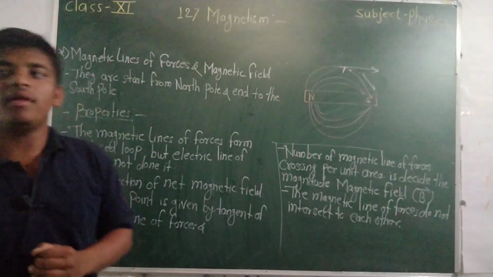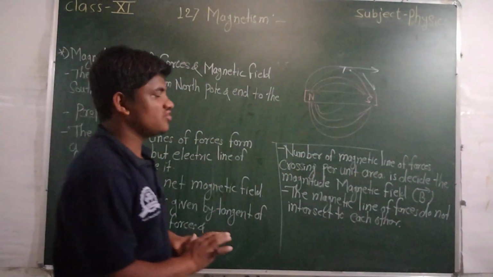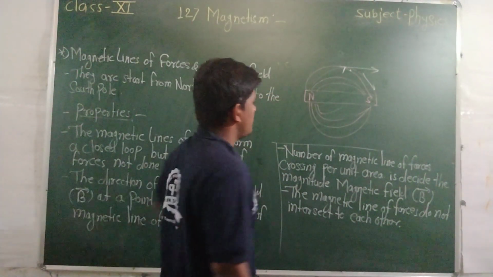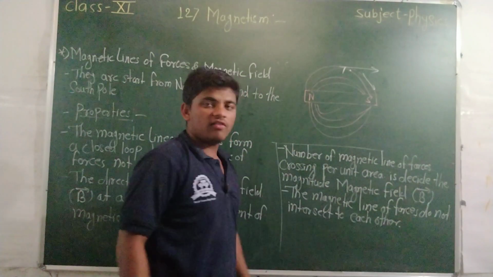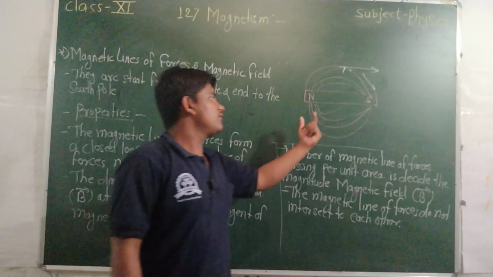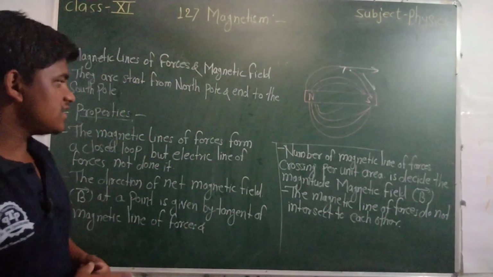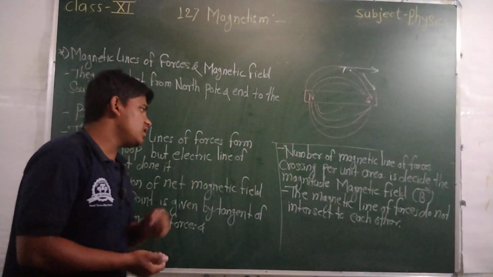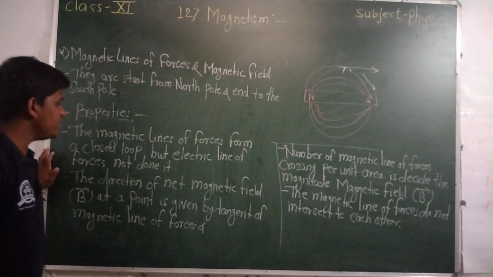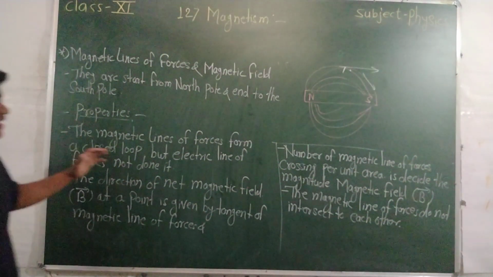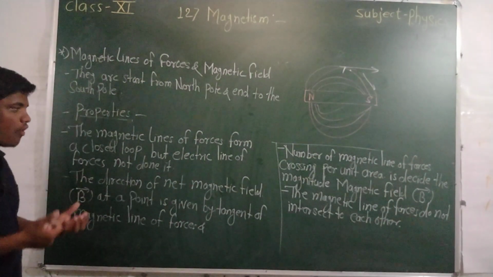The number of lines of force is called the magnetic flux. If there are 5 lines of force here, then the magnetic flux at that point is 5. I will discuss the unit of magnetic flux, but first I will revise the properties of magnetic lines of force. The magnetic lines of force form a closed loop.